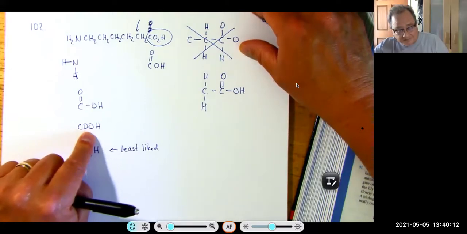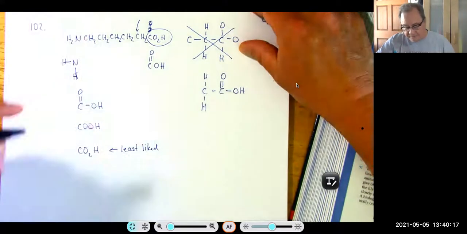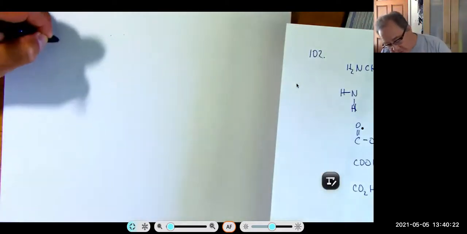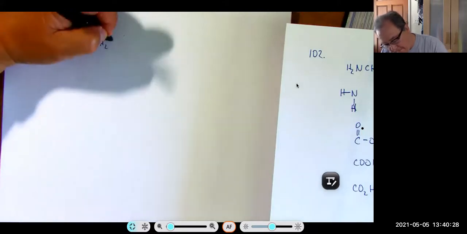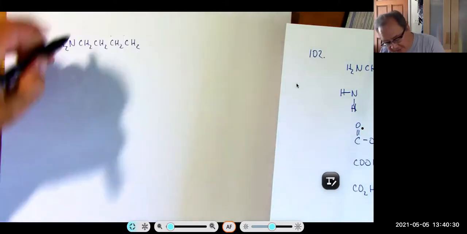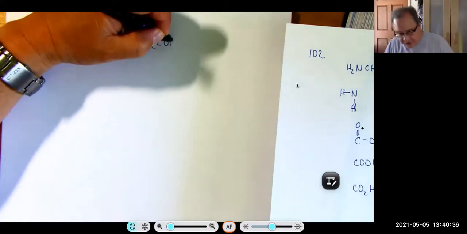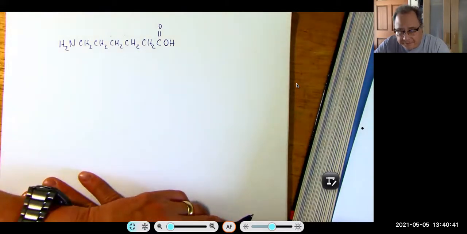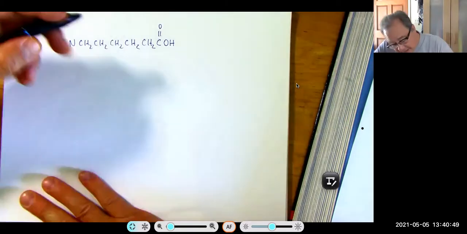So I'm okay with this one, but I like this one the best. So if I wrote this structure out, this is the way I would write it if I were to show you the condensed formula, which is what we're showing you. So there are 5 of these CH2s, and then this is the carboxylic acid. So this is the way I would write the condensed formula. Okay. And I would actually write this.